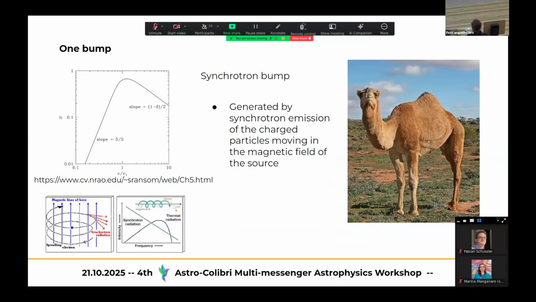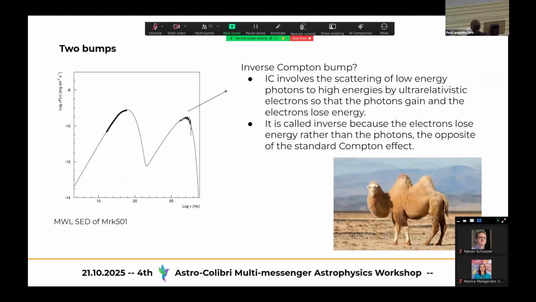So with dromedaries, everything is fine. We know this is synchrotron emission. So the first bump, everybody knows what it is. The problem is with camels because the high energy bump, we say it's the inverse Compton bump, but if you use a simple theoretical electronic model, this doesn't always work. So the high energy bump is, I would not say a mystery, but it's not so easy to understand.